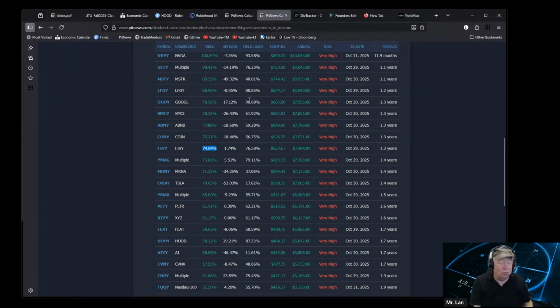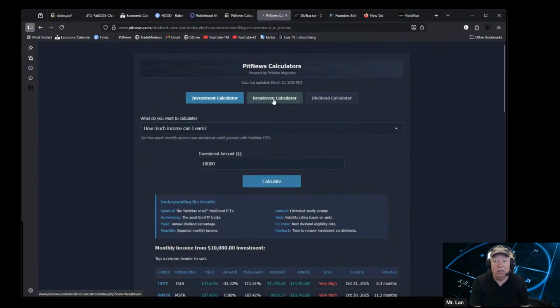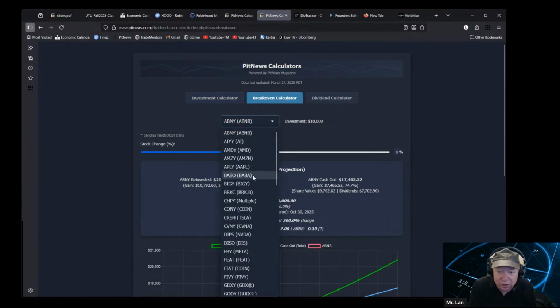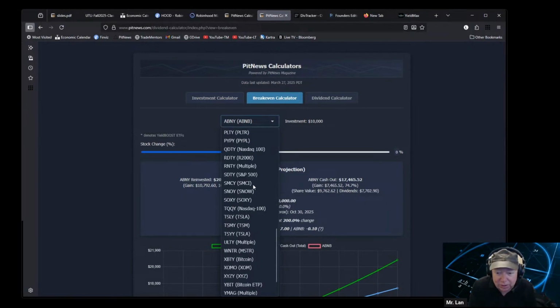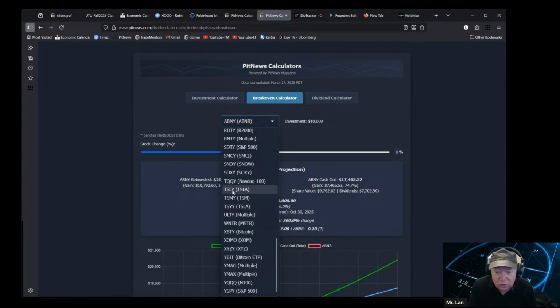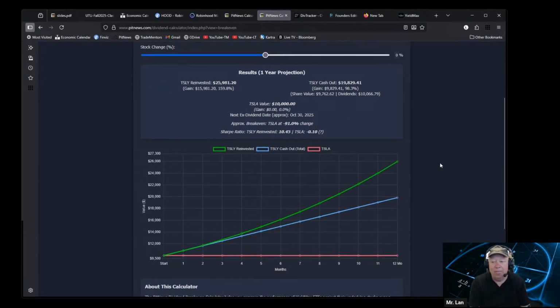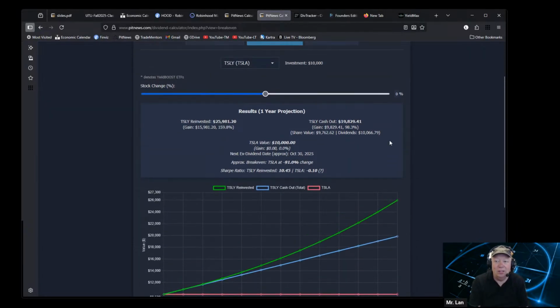And so that brings us over to the next calculator. So let's come over here, and we're going to go up to the next calculator, the break-even calculator. Now, we've been using Tesla, so let's go pull up Tesla again. TSLY. All right, this is the YieldMax Tesla Fund. This is the one I have. And so you can see how this is set up.